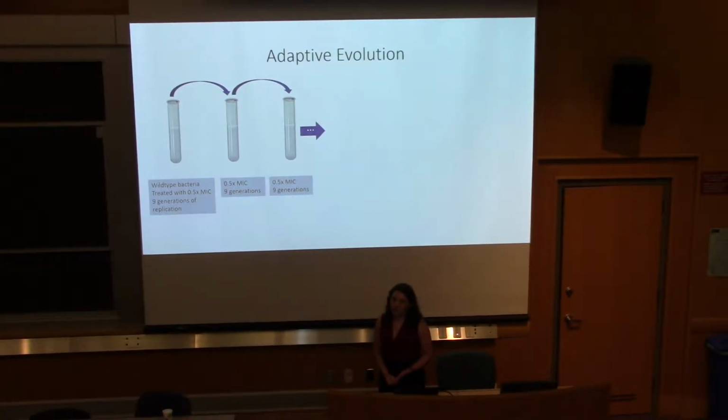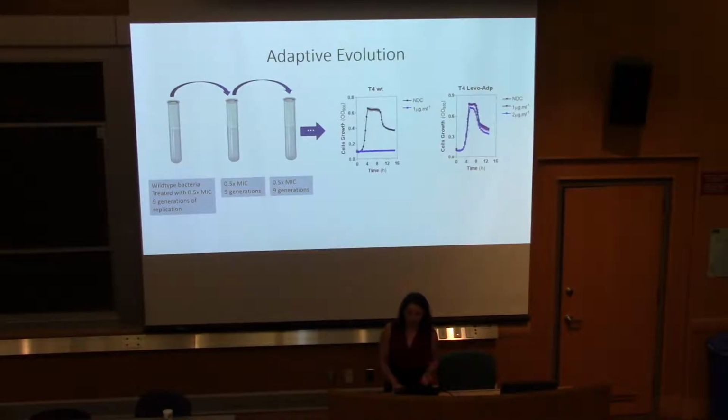We treated wild-type bacteria with half of the minimum inhibitory concentration, or half of the concentration needed to halt growth. And we repeated this process until the population was completely resistant. We could tell that our populations had become resistant in part because of these growth curves. The graph on the left shows that before the bacteria adapted, their growth curve completely flatlines in comparison to the rapidly increasing no-drug control. Whereas after experimentation, once the cells have adapted, on the right, you can see that they grow just as well as the no-drug control when treated with 1 and even 2 times the minimum inhibitory concentration.